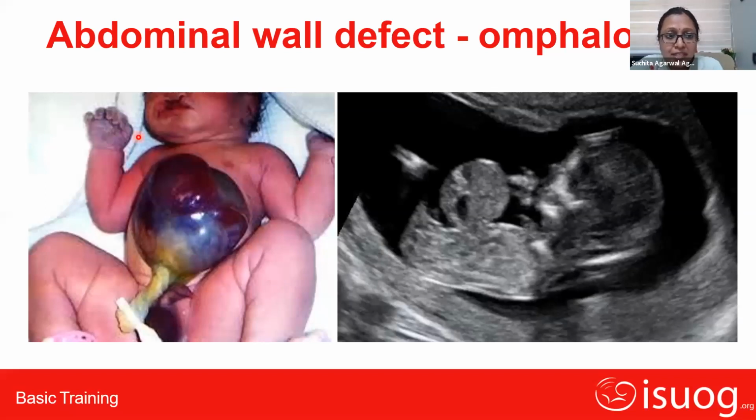So this is a postnatal picture of a baby with a huge omphalocele. We see the membrane is intact. The cord is inserted into the apex of the defect. If you see carefully, there is a cleft palate also. As this is associated with trisomy 18 and cleft palate is also there, there's a very high likelihood of the baby having trisomy 18 or any abnormal karyotype.